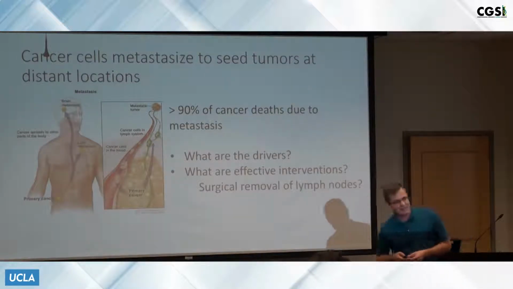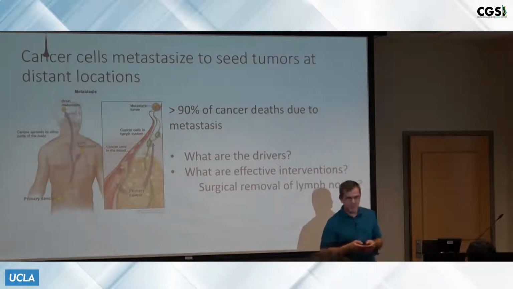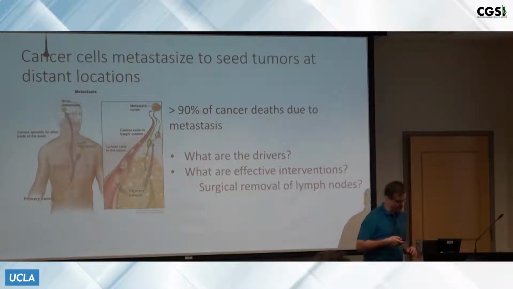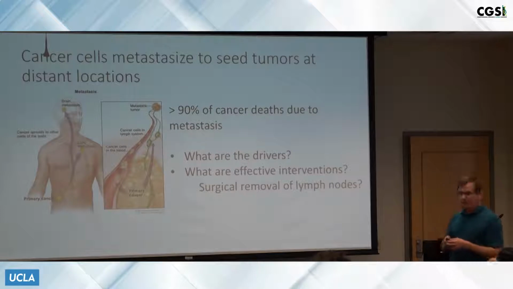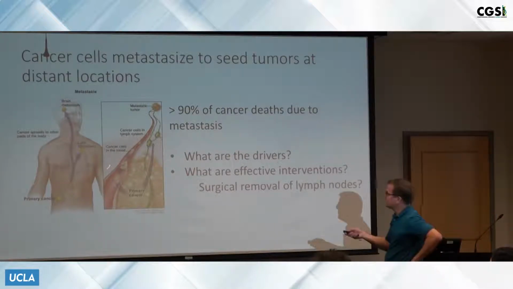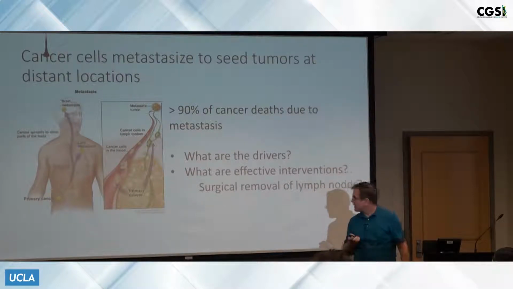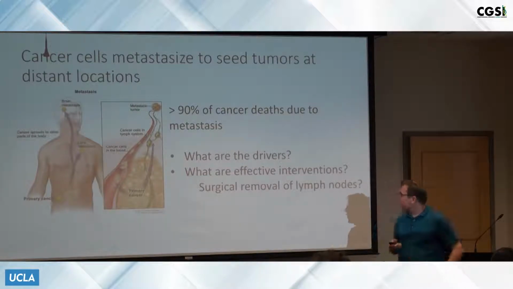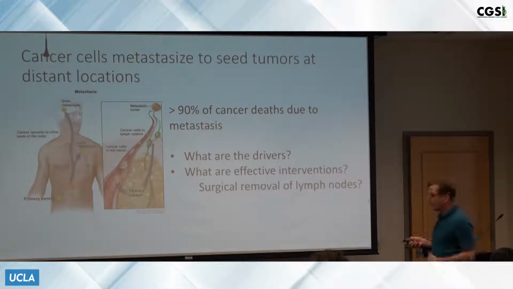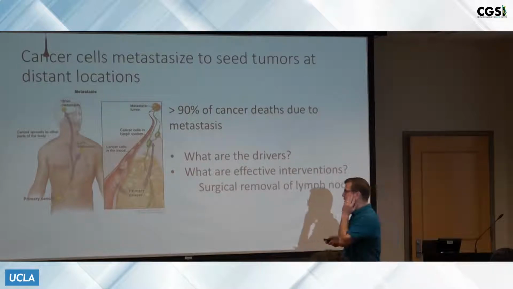Metastasis is really the killer in cancer. Most patients die because of metastasis, not because of the primary tumor. And so we'd really like to understand what exactly are the drivers of metastasis. Are there mutations that give cells the ability to metastasize, or other types of changes, epigenetic changes, gene expression changes, et cetera? How does understanding this process perhaps help us think about how we might intervene in cancer?